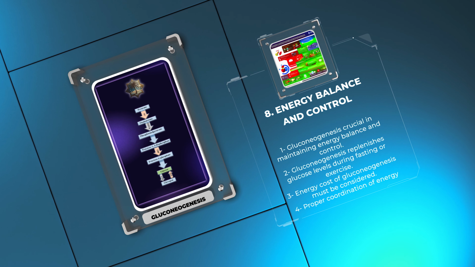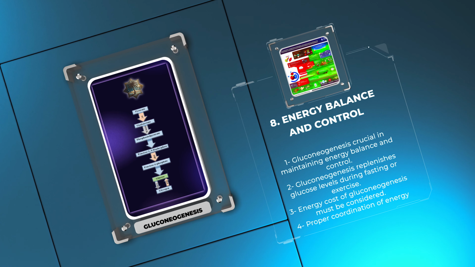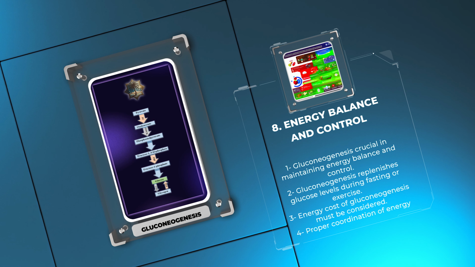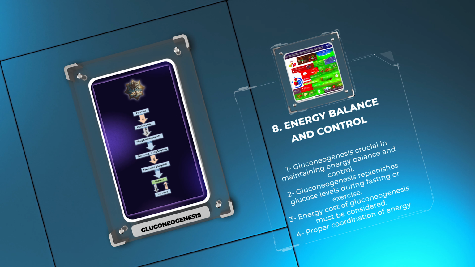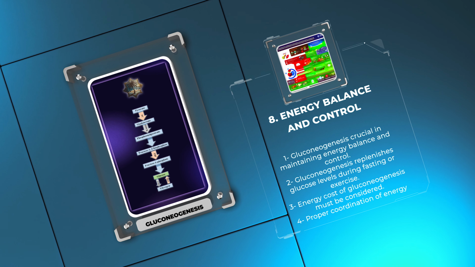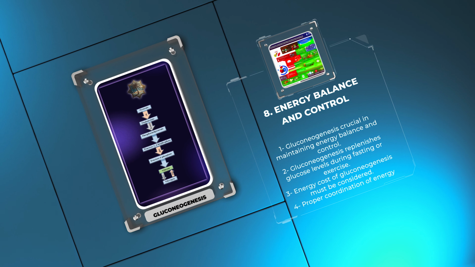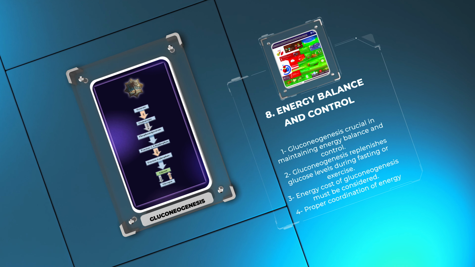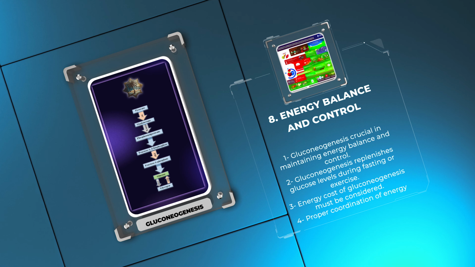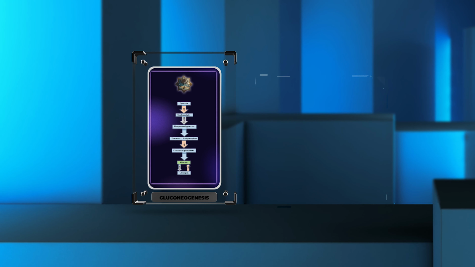Gluconeogenesis plays a crucial role in maintaining energy balance and control. During prolonged fasting or intense exercise, when glucose reserves become depleted, gluconeogenesis becomes paramount in replenishing glucose levels. Additionally, the energy cost of gluconeogenesis itself must be considered, as it requires ATP and consumes diverse substrates. Proper coordination of energy consumption and generation is essential to avoid metabolic imbalance and ensure the continuous supply of glucose to vital organs.